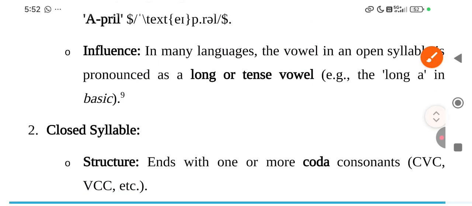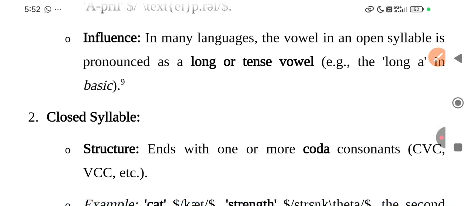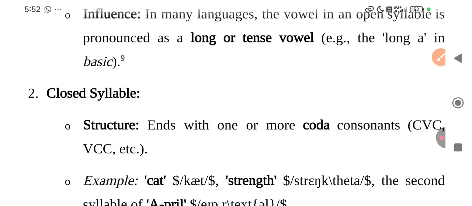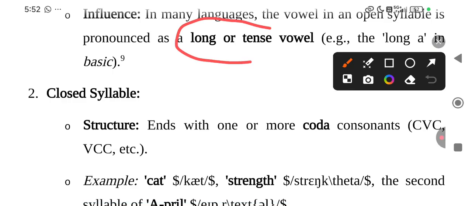In many languages, the vowel in an open syllable is pronounced as a long or tense vowel. It's tense because it needs a little energy, some stress, as in "basic". So these syllables ending in vowels are called open syllables.